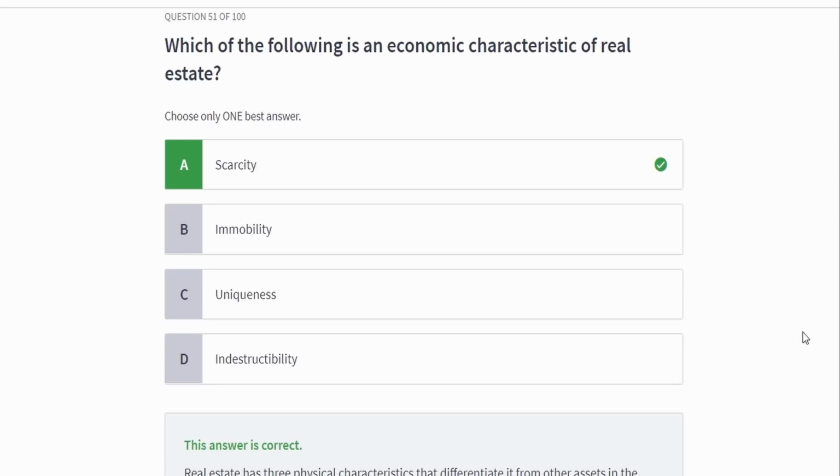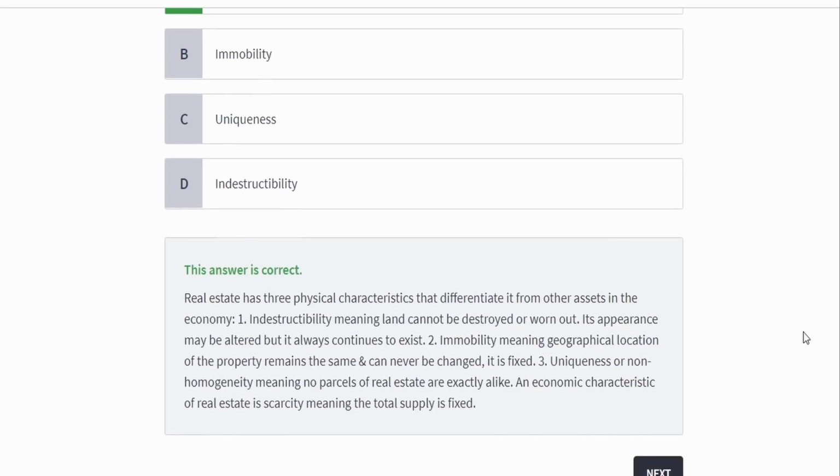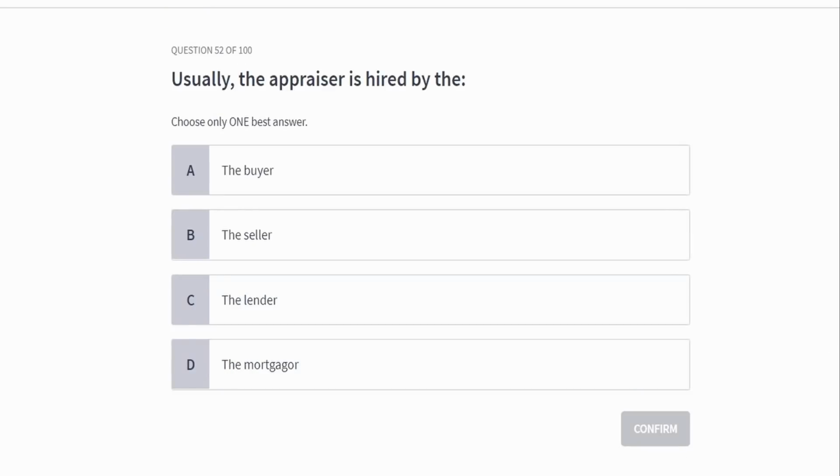Hopefully that makes sense. Don't be afraid to ask any questions in the comments down below. I forgot to mention that in the beginning, but if you have any questions on these, don't be afraid to. But yeah, so that's going to be our first one. Scarcity was our answer, and let's move on.